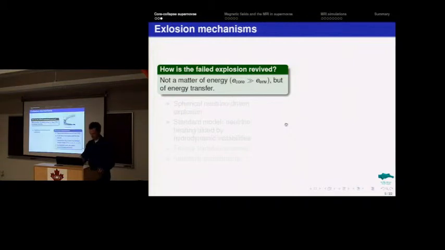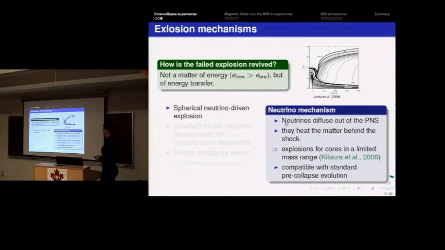And though in some cases the classical spherical neutrino-driven explosion mechanism may work, where neutrinos diffuse out of the proto-neutron star and heat the matter right behind the shock.